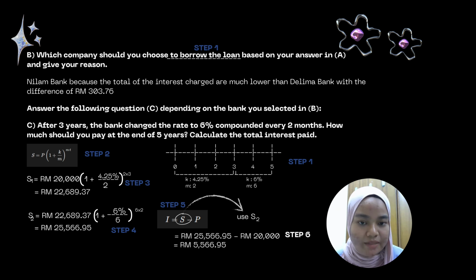After 3 years, the bank changed the rate to 6% compounded every 2 months. How much should you pay at the end of 5 years? Calculate the total interest paid. First step, we need to create a timeline so that we can see when each period starts and ends clearly. So for the second step, we need to list the formula that was given, which is the future value formula. So for S1 it is 20,000 ringgit, open bracket, 1 plus 4.25% per 2, close bracket, multiplied to the power of 2 times 3.